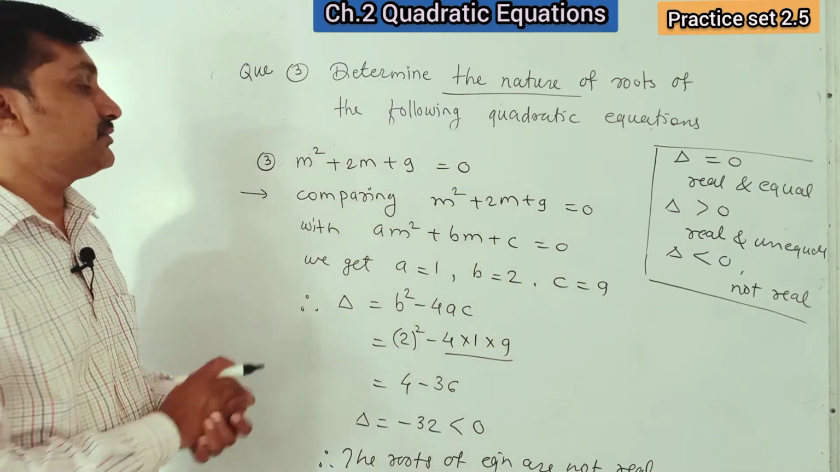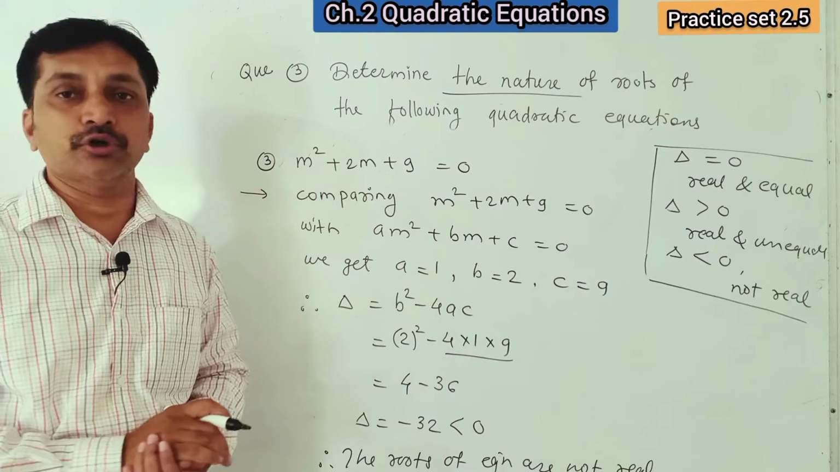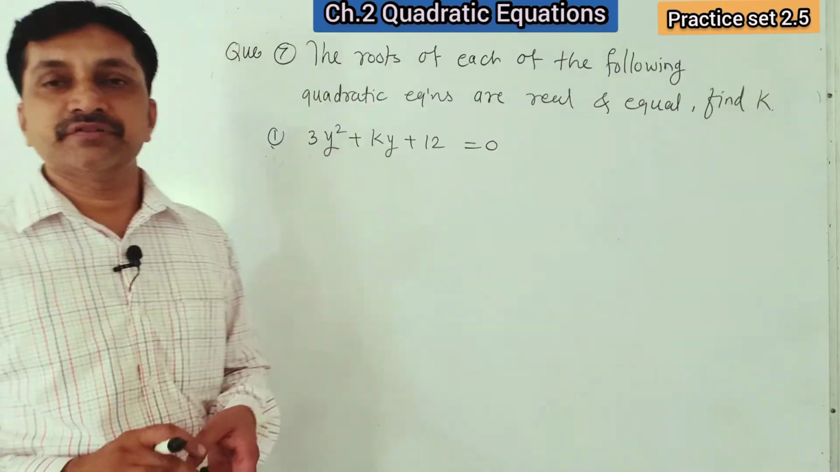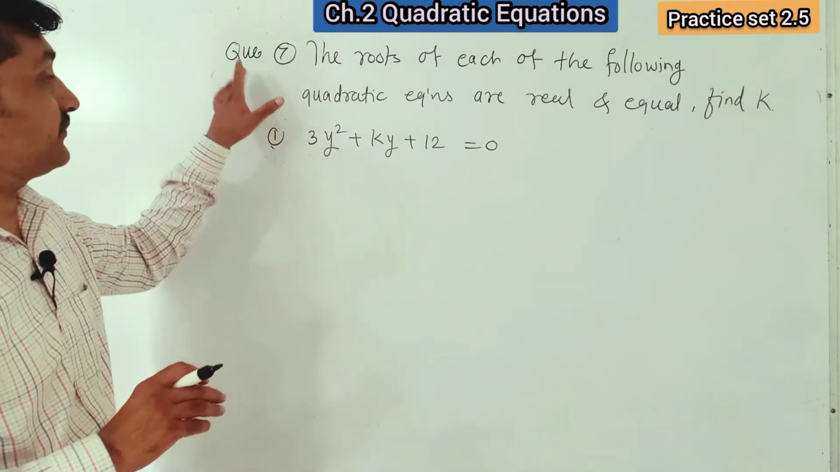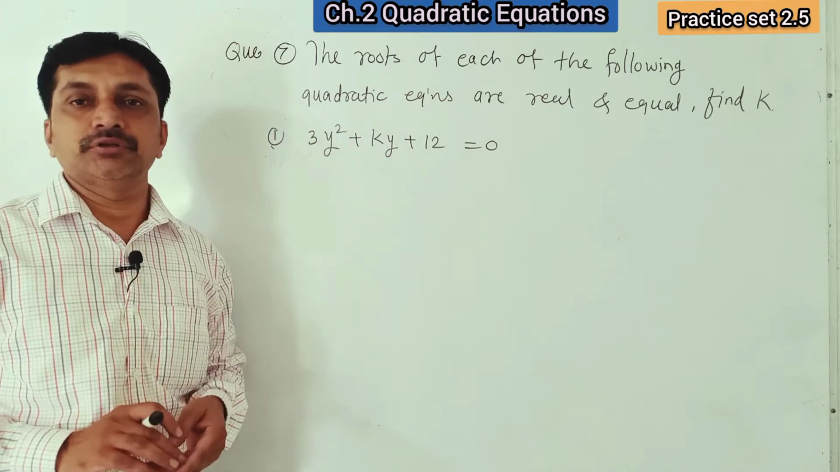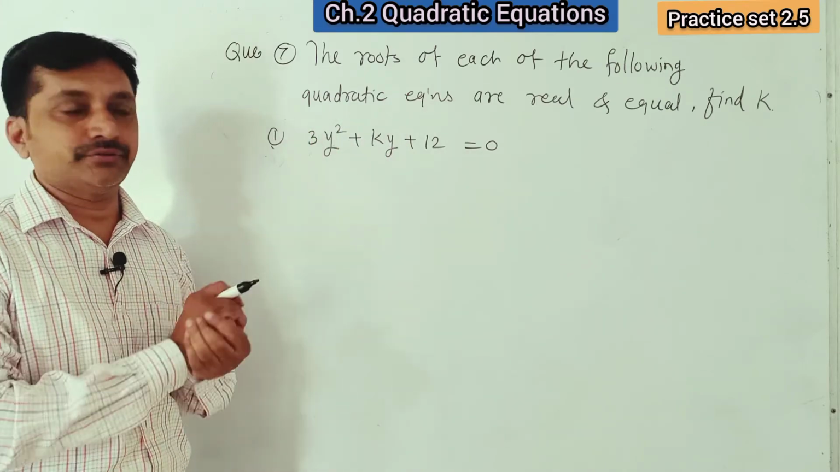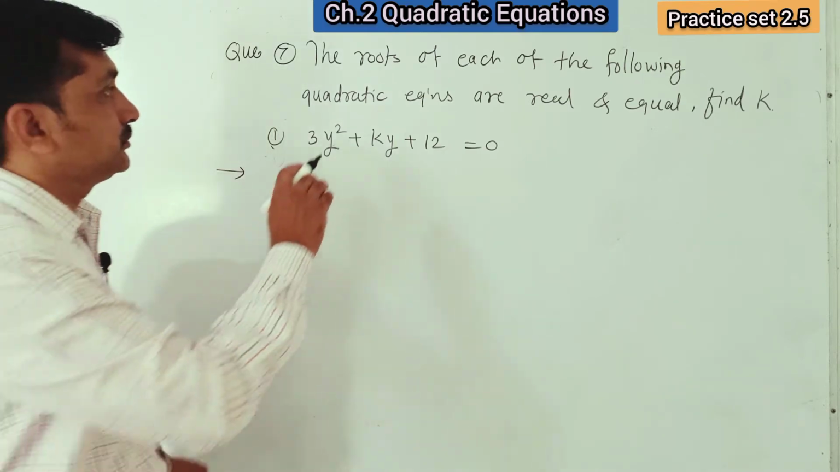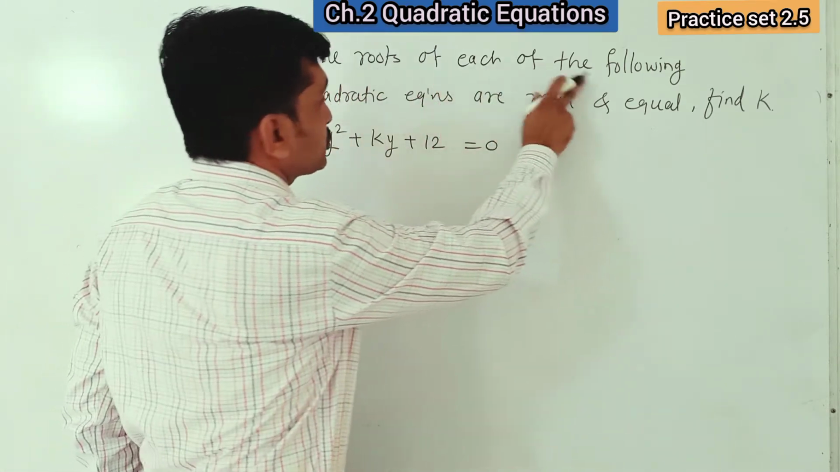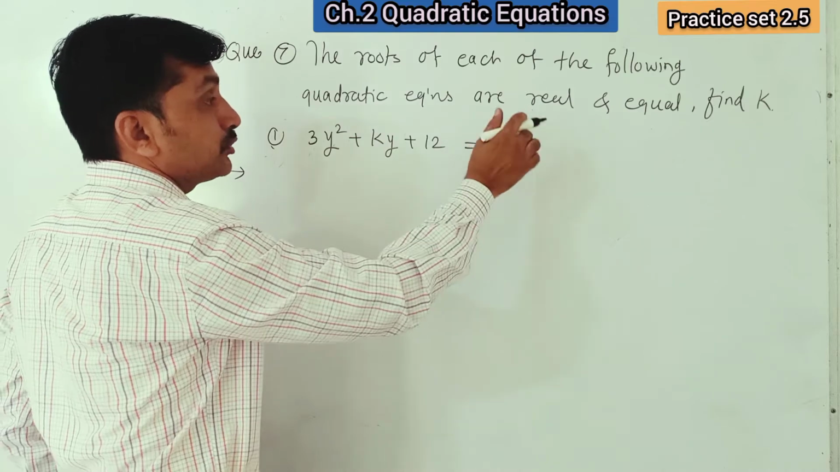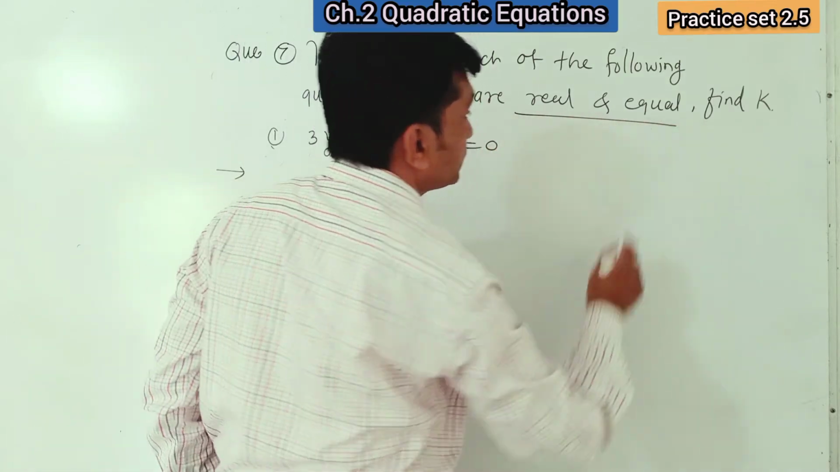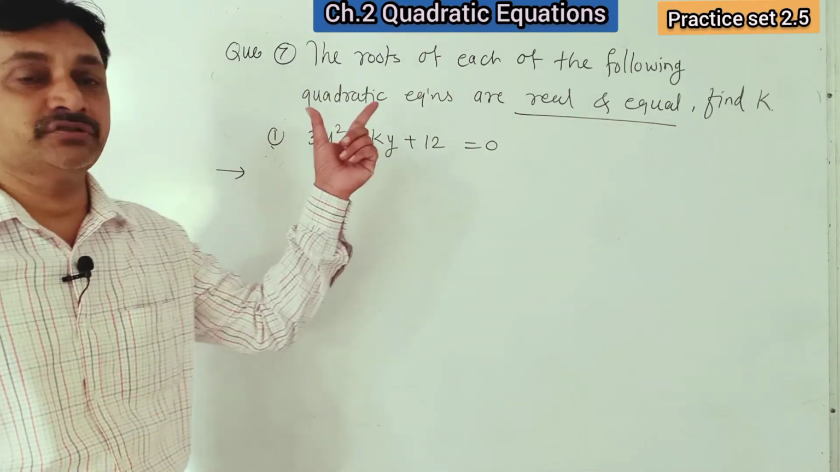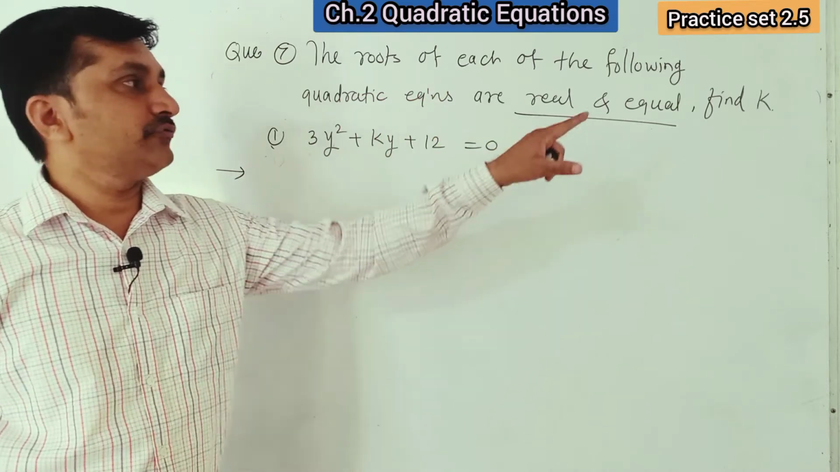In this way we can determine the nature of the roots of an equation. Friends, from this practice set, question number 7 is of this type, based on nature. Now what is the question? The question is a little different. The roots of each of the following quadratic equations are real and equal. The nature is already given as real and equal, and we have to find k.